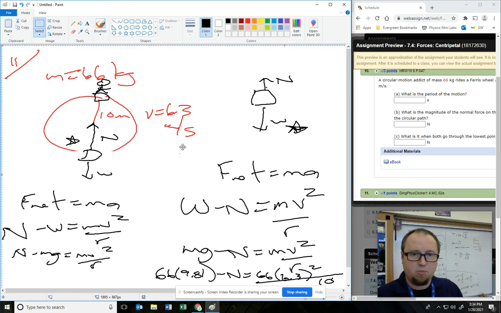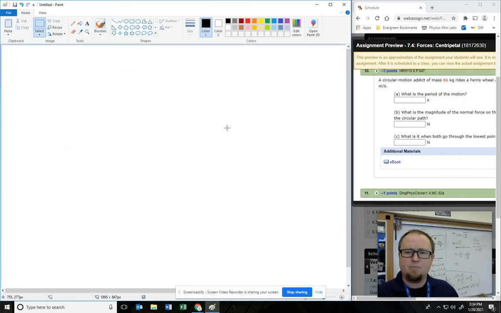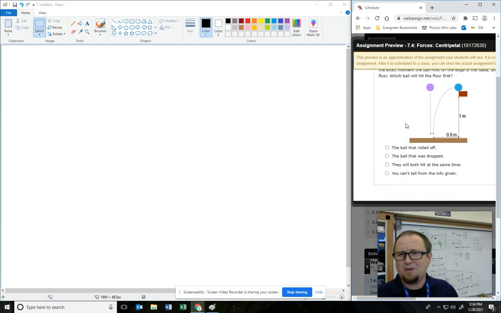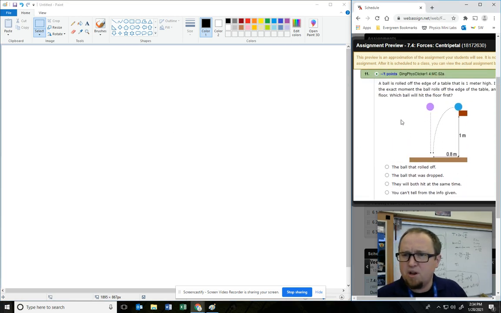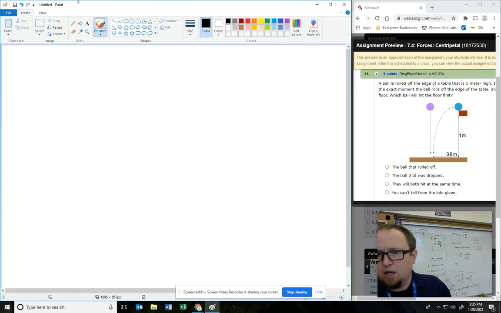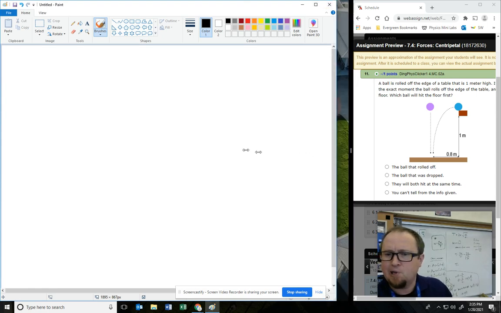Let's do number 11. That was number 10. A ball is rolled off the edge of a table. Which ball hits the ground first? I don't know. I actually don't know.